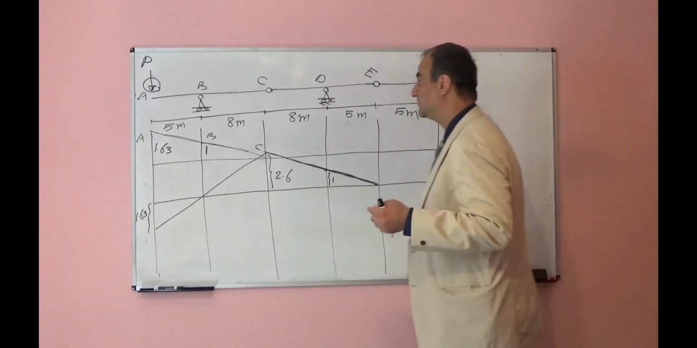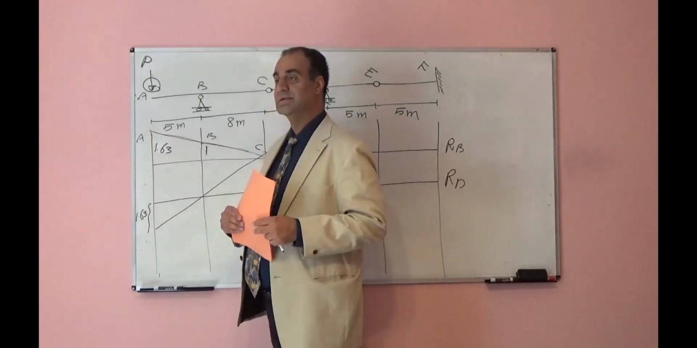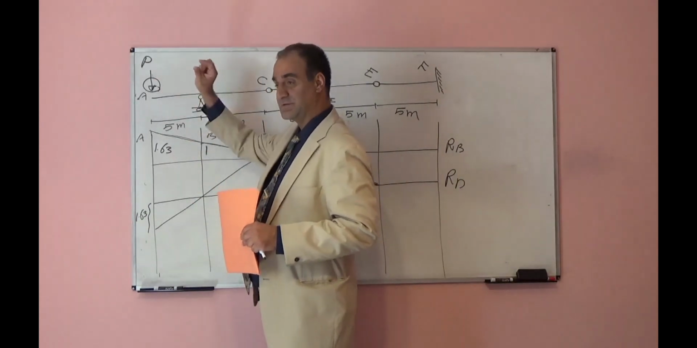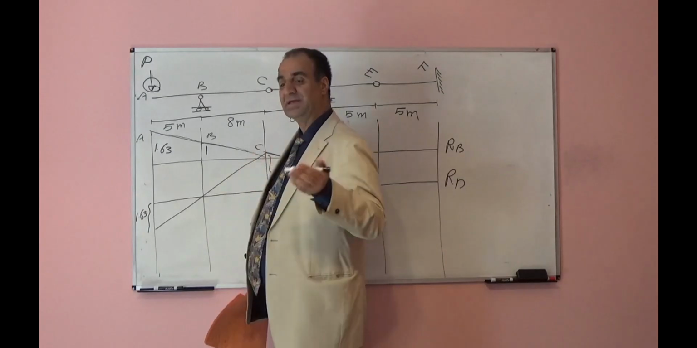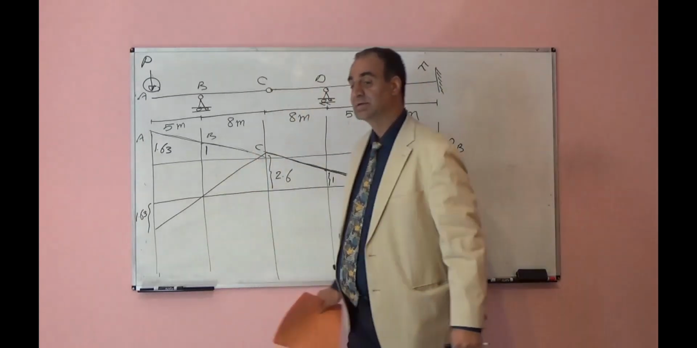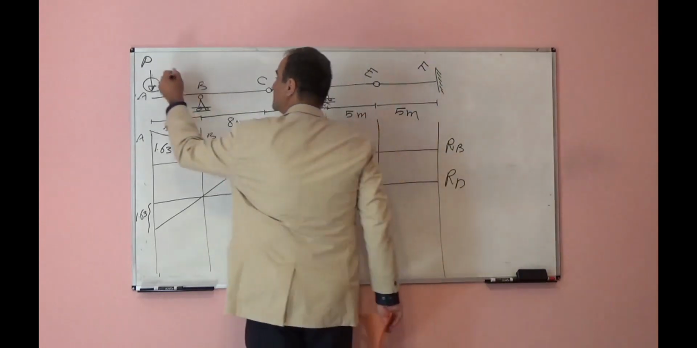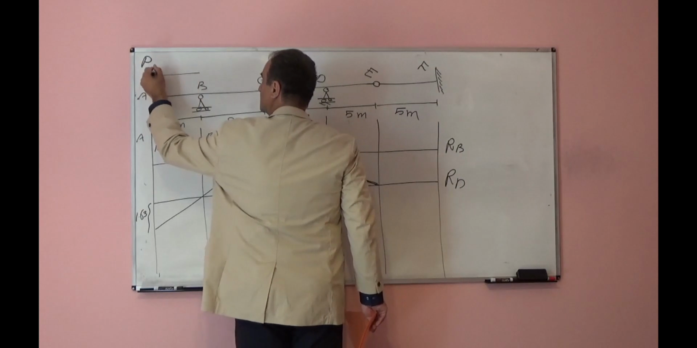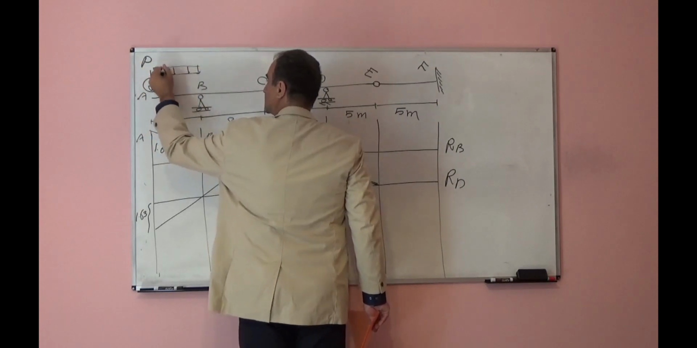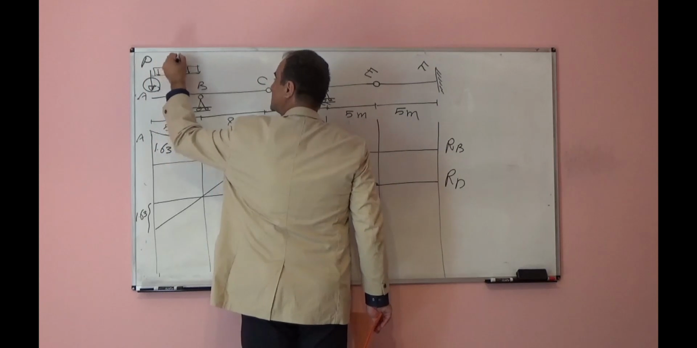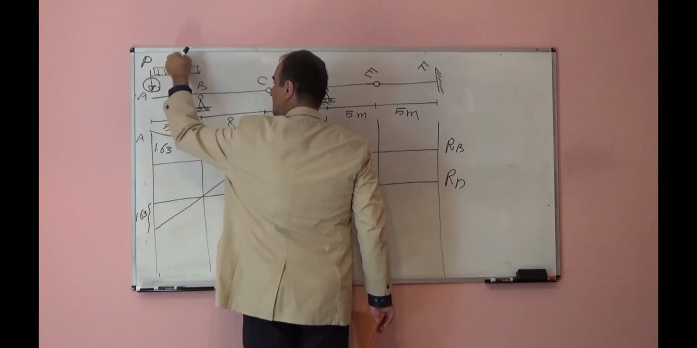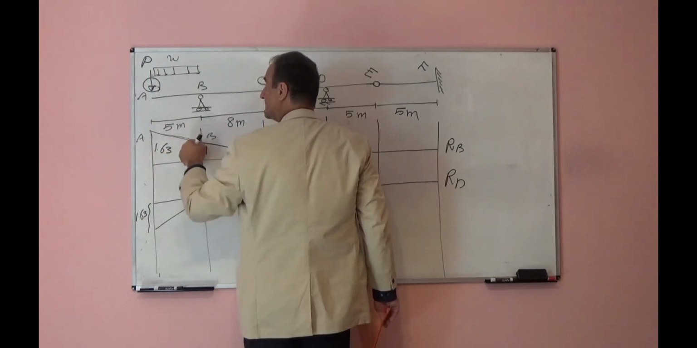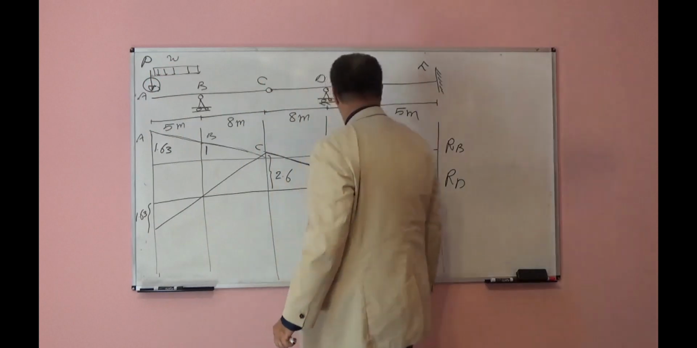For distributed load, we should multiply the intensity of the distributed load by the area underneath of that distributed load. For example, if the distributed load length is 5 meters or something like that, the intensity is W. We should multiply W intensity times the area underneath of that in the influence line, and it will give us the reaction at point B.